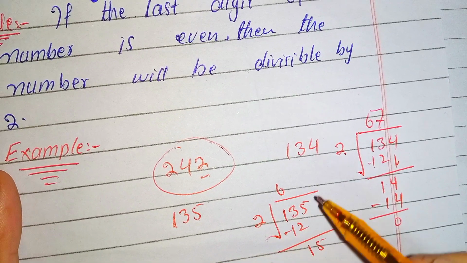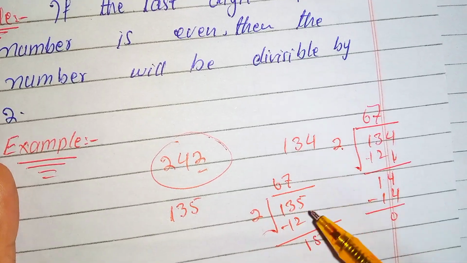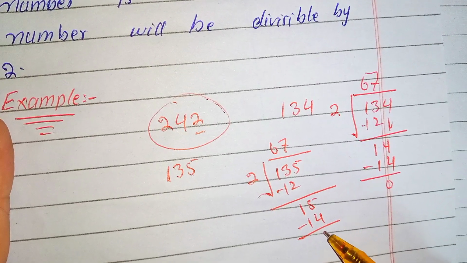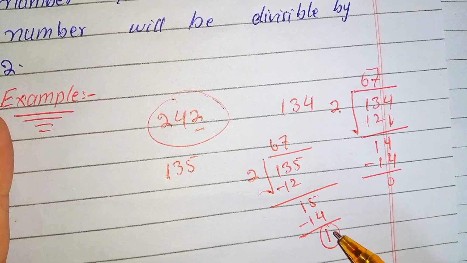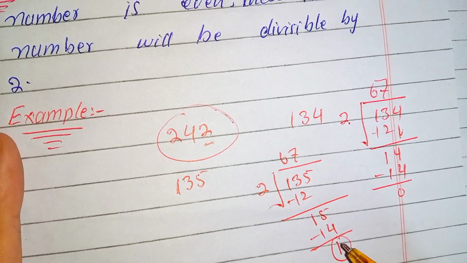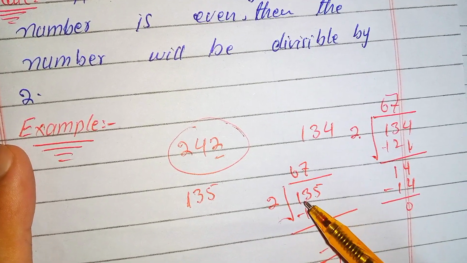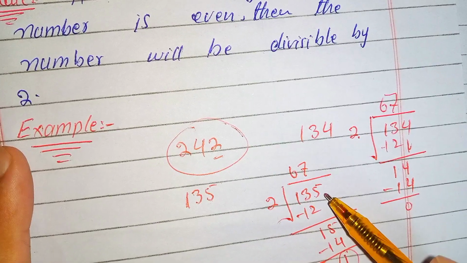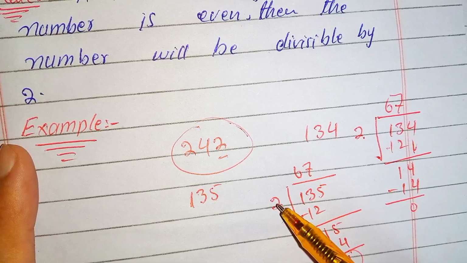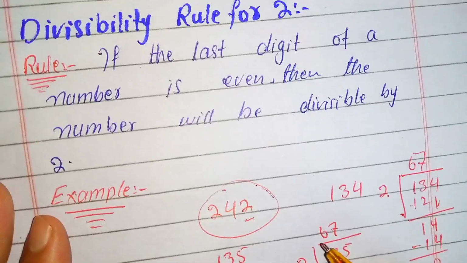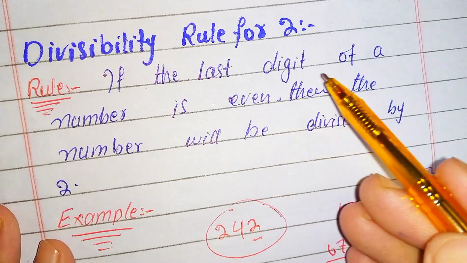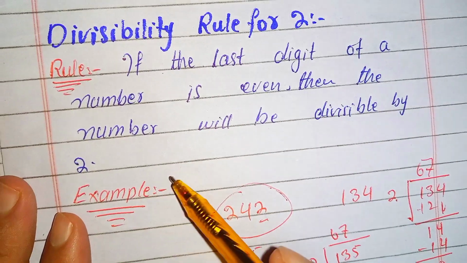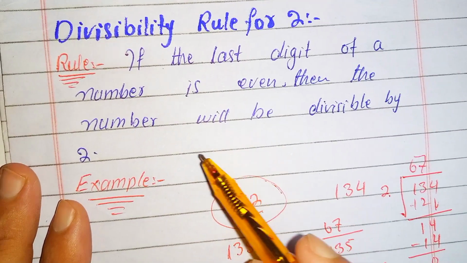Now 2 times 7 is 14. Subtract 14 from 15, the remainder is 1. So there is a remainder of 1 at the end of the division of 135 by 2. So we see that 135 cannot be divided by 2. So this proves that if the last digit of a number is even, then the number will be divisible by 2. So dear viewers, that was the divisibility rule for 2.